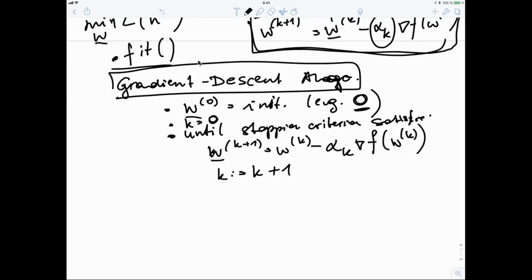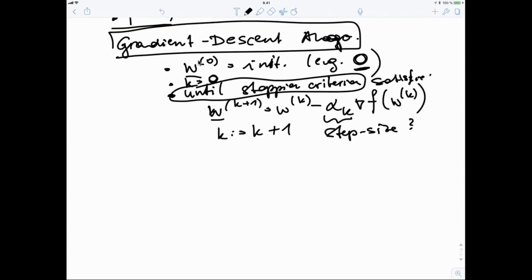Okay, so two main parameters here are the step size. How should we choose the step size? And another parameter is the stopping criterion. When should we stop?